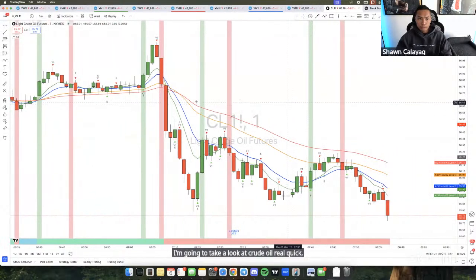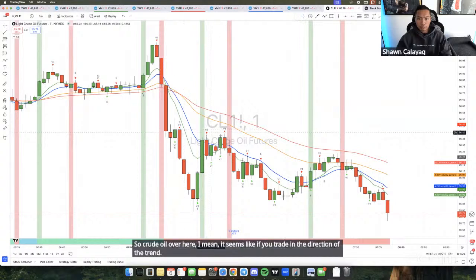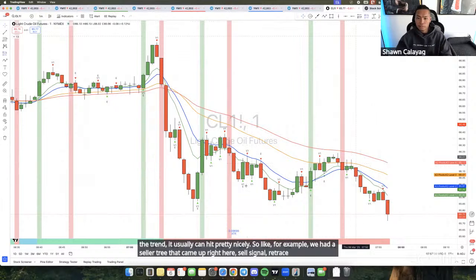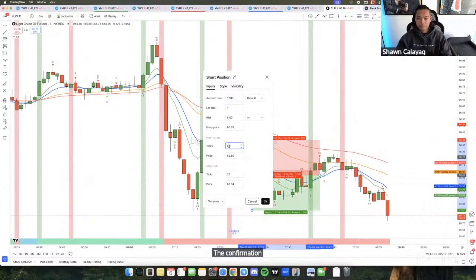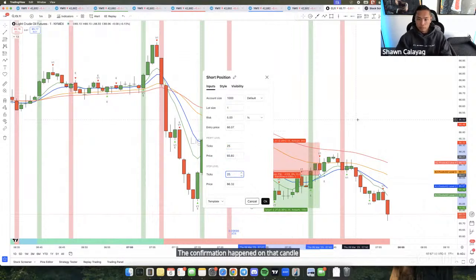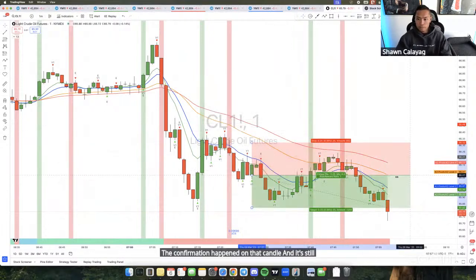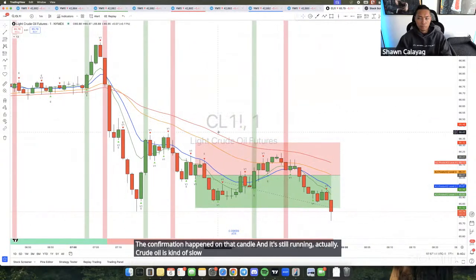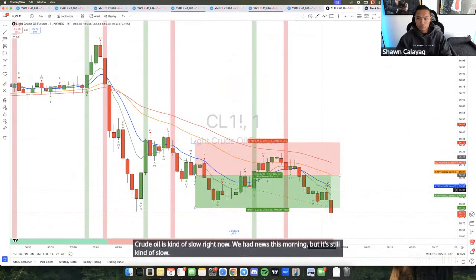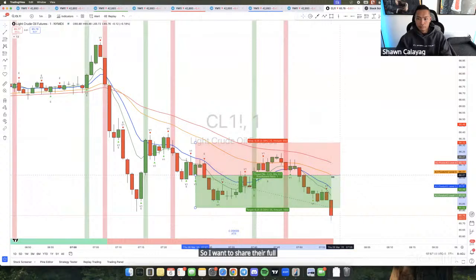So crude oil over here, it seems like if you trade in the direction of the trend, it's usually going to hit pretty nicely. For example, we had a sell entry that came up right here: sell signal, retracement, confirmation right there. The confirmation happened on that candle. And it's still running actually. Crude oil is kind of slow right now. We had news this morning, but it's still kind of slow. So one entry right there, full TP, it just hit.